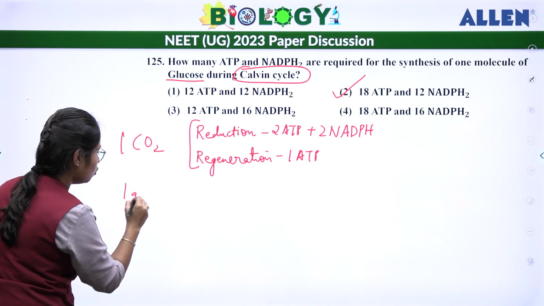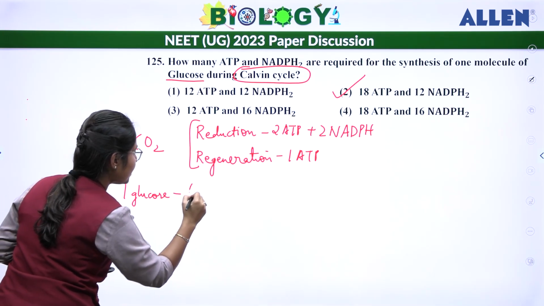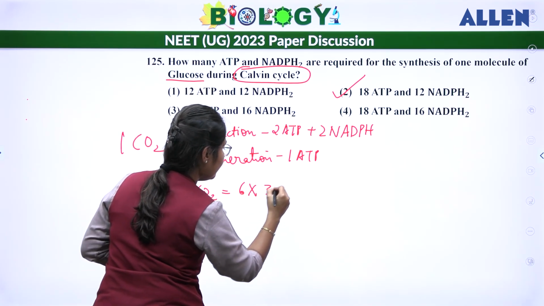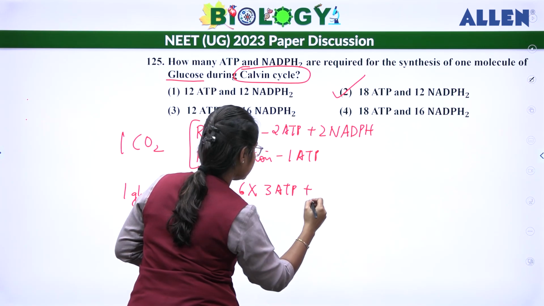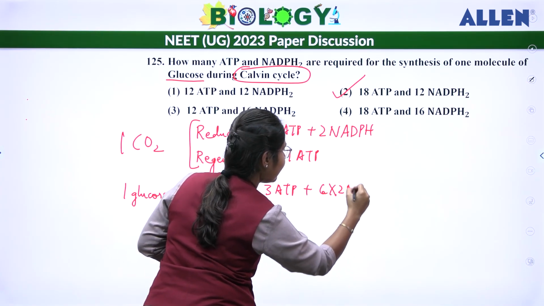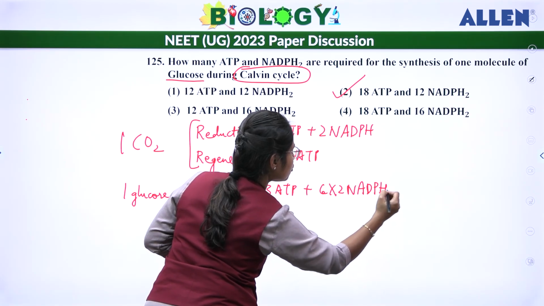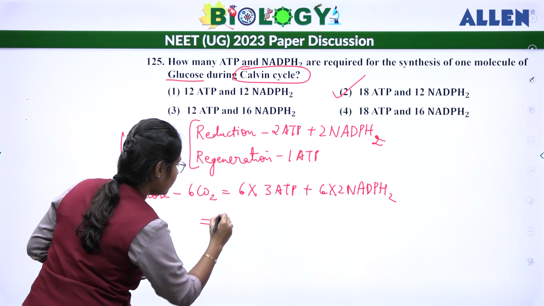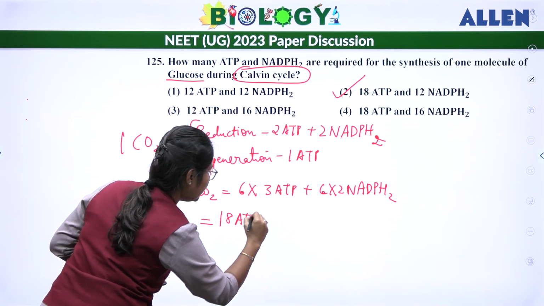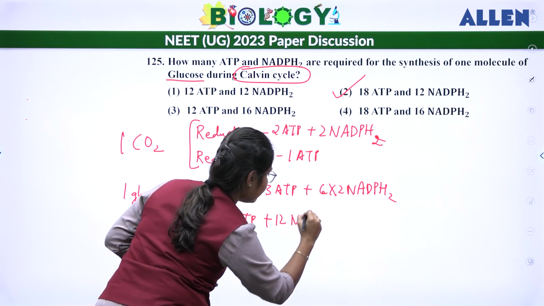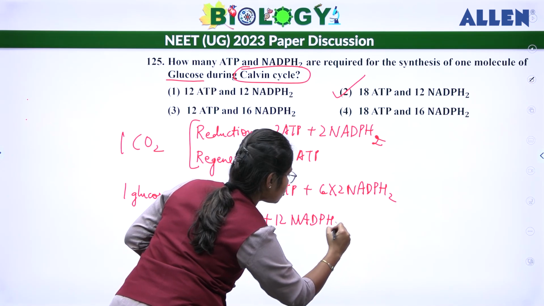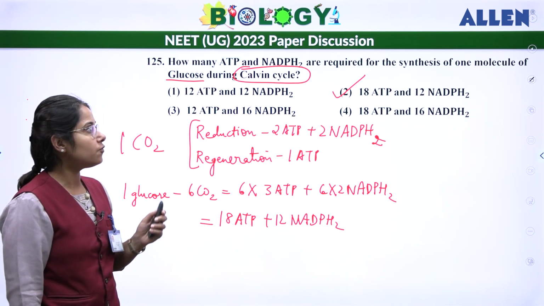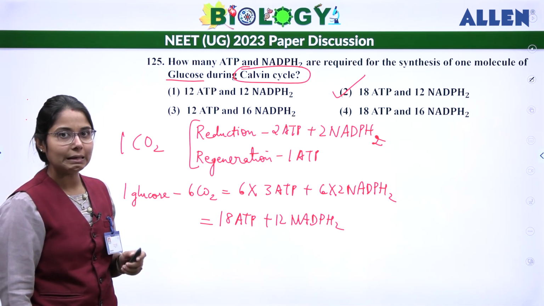Okay, this is for 1 CO2 fixation. So for 1 glucose, it will require 6 CO2 fixations. So it will be 6 into 3 ATP plus 6 into 2 NADPH2. So it will be 18 ATP plus 12 NADPH2. So 18 ATP and 12 NADPH2 will be used for one molecule of glucose during the Calvin cycle.